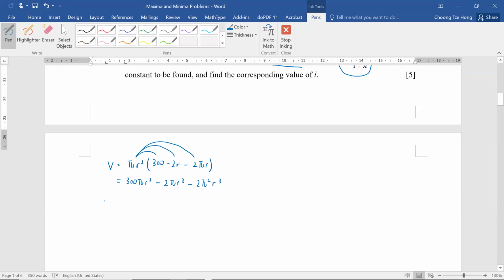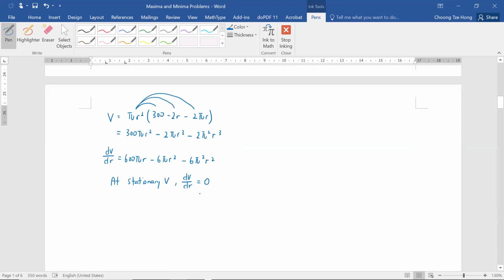Then we'll differentiate this. So dV over dr. Power goes in front and reduce the power by 1. Power go in front, reduce by 1. Power go in front, then reduce by 1. So we have this expression for dV dr. So at the stationary value of V, dV over dr equals to 0, right? So we're going to equate that whole thing to 0.